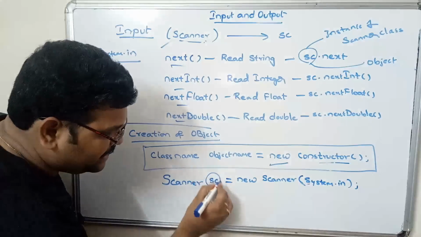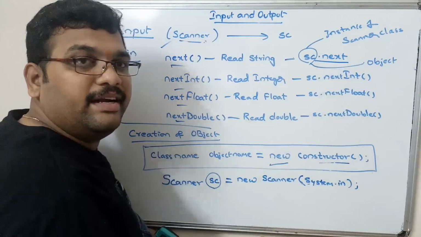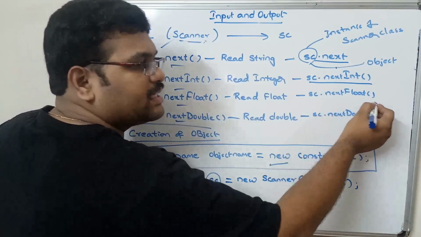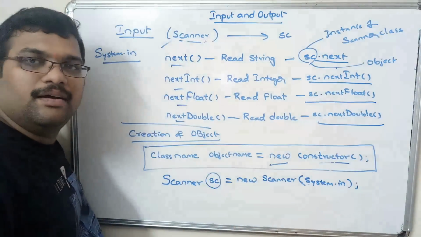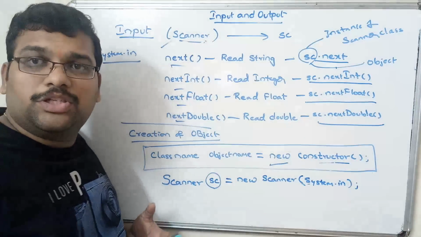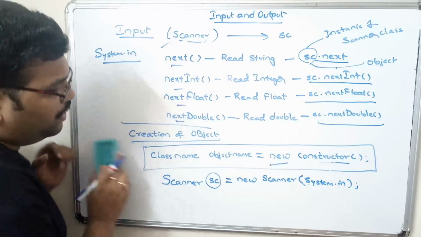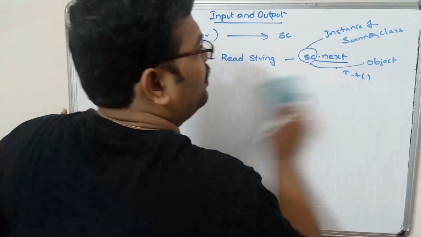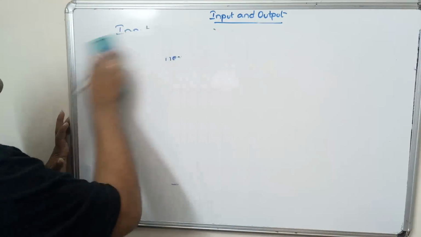So by using this SC object, we have to access next to read a string, nextInt to read the integer, nextFloat to read the float value, nextDouble to read the double value, right? As we know, variables should be declared before they are used in the program, right? Now let us see a simple program, and let us wind up today. And next session I will tell you the buffered reader.